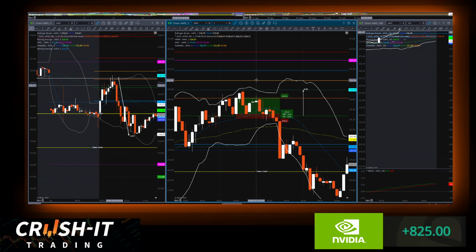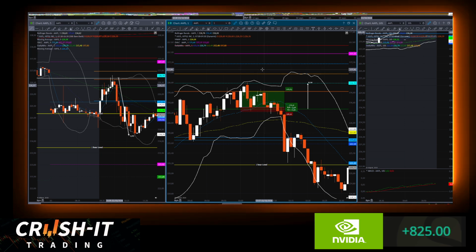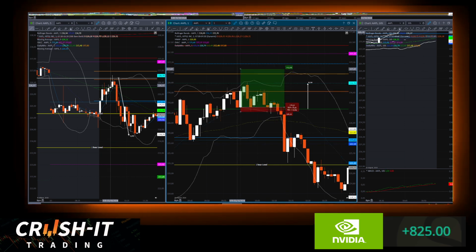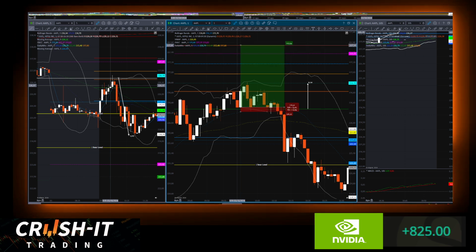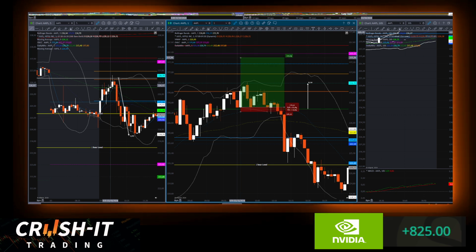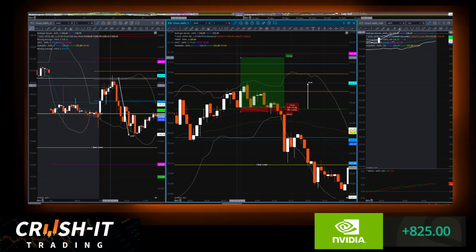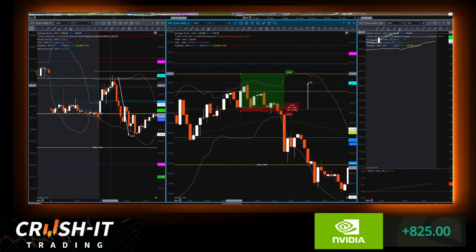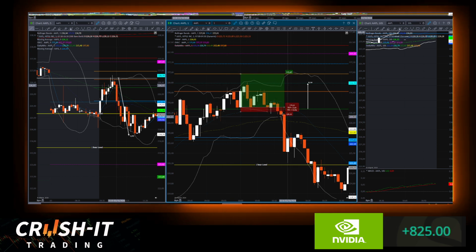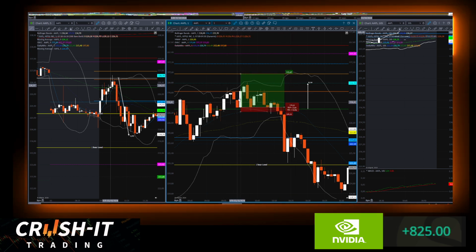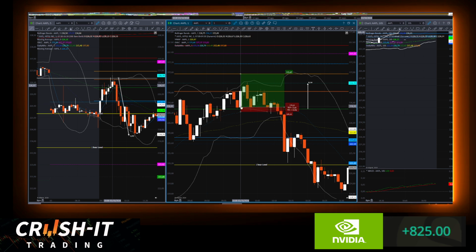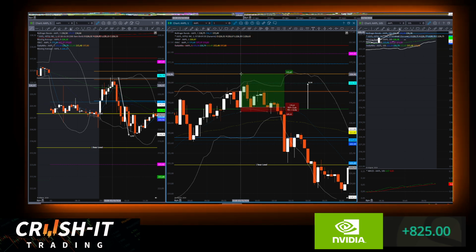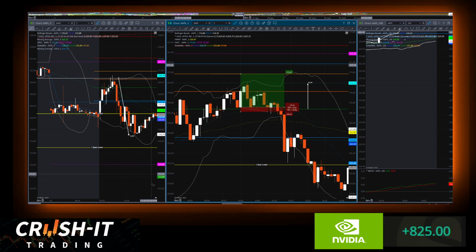Now, I wanted to show you the Apple because on the continuation setup, you're not always going to get that top scale. You have a 4% chance of getting this high, a 12% chance of getting this high, and a 50% chance of getting up to the top of the Crush It zone. So I wanted to show you that real quick. Now, they don't always work out, but the way this one worked out, you would have had a pretty good gain on that one, even though you didn't hit your full target on it.